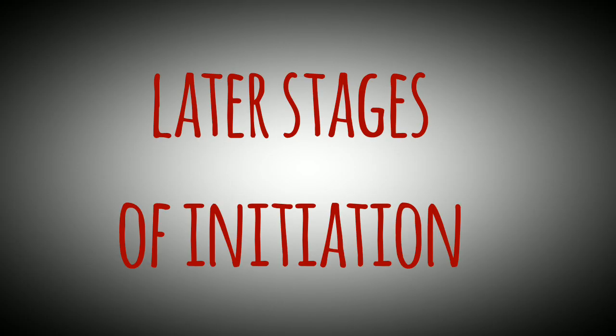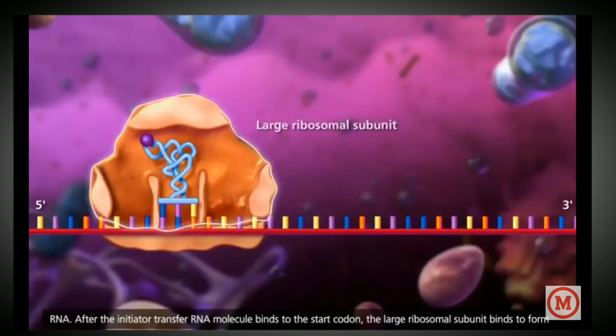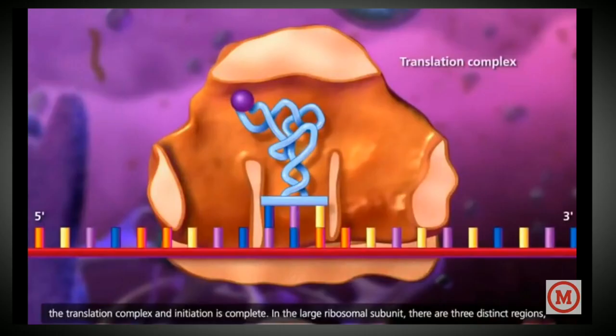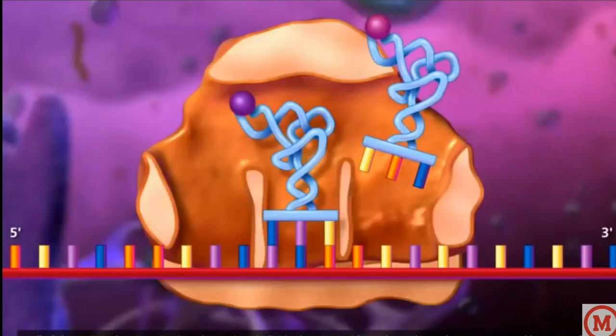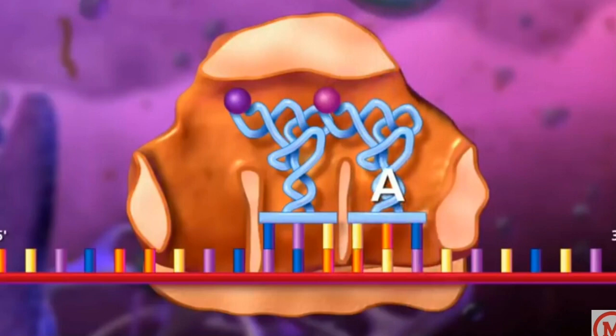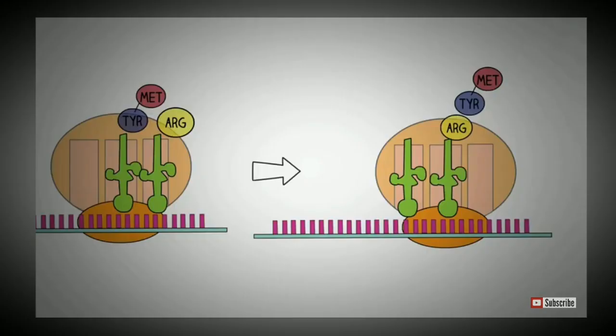After the initiator transfer RNA molecule binds to the start codon, the large ribosomal subunit binds to form the translation complex and initiation is complete. In the large ribosomal subunit, there are 3 distinct regions called the E, P and A sites. During elongation, individual amino acids are brought to the mRNA strand by a transfer RNA molecule. Each anticodon of a tRNA molecule corresponds to a particular amino acid.